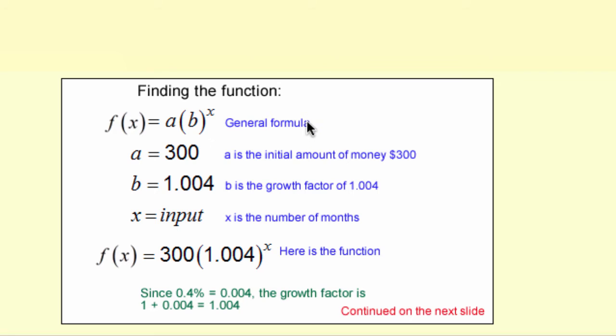So here's the function for that situation. It's just a simple exponential growth, and it's in terms of months. So it's 300 times 1.004, which is the growth factor, which is 1 plus 0.4%, and then to the x, where x is the number of months.